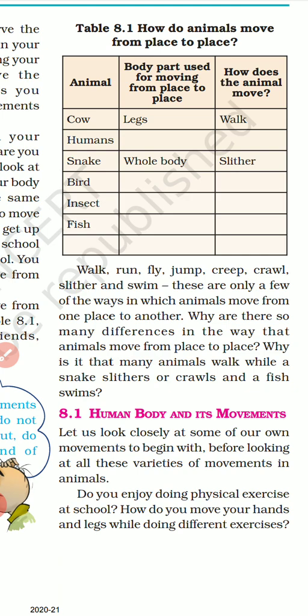Why are there so many differences in the way that animals move from place to place? Why is it that many animals walk while a snake slithers or crawls or a fish swims? Because they have different kinds of body shape, and because they have different shapes, they have different types of movements, right? 8.1 Human body and its movements.